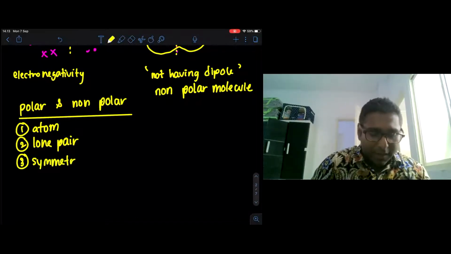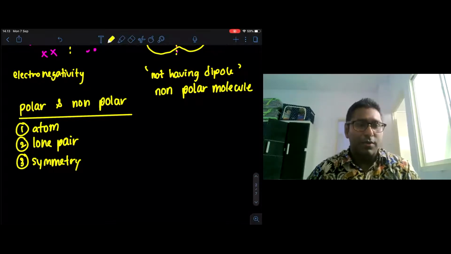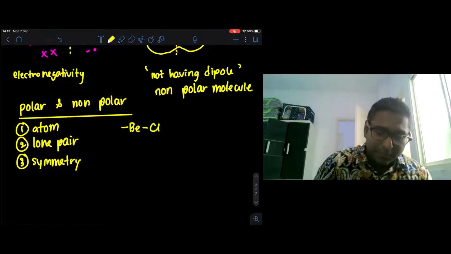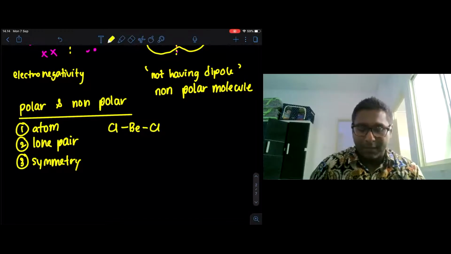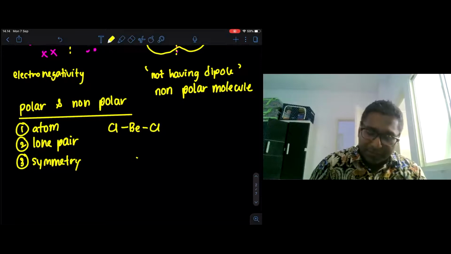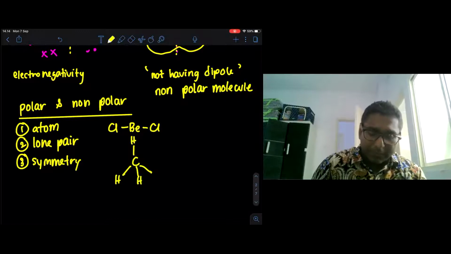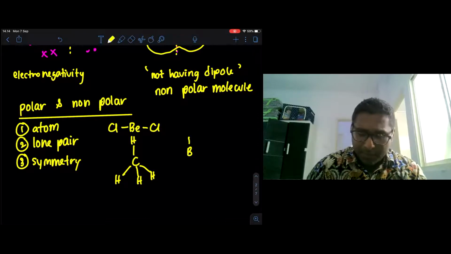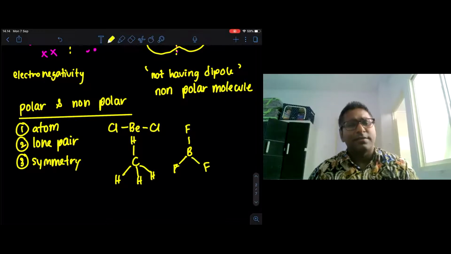When we learned about bonding, we learned a lot of types of molecular shapes. One example is linear, for example BeCl2. It's linear, so of course it's symmetrical. Another type of symmetrical molecule is CH4. They are tetrahedral, so they are symmetrical as well. BF3 is symmetrical as well. Trigonal planar, 120 degrees. They're symmetrical.